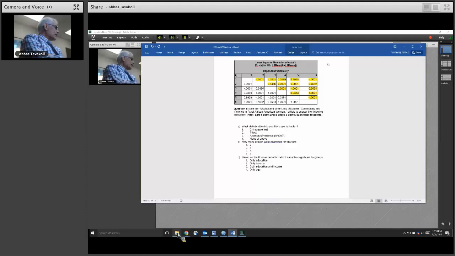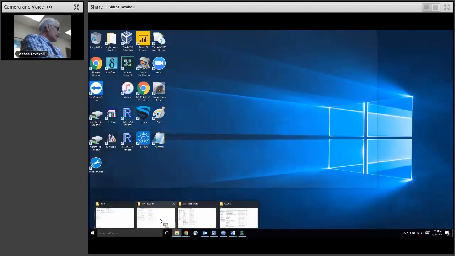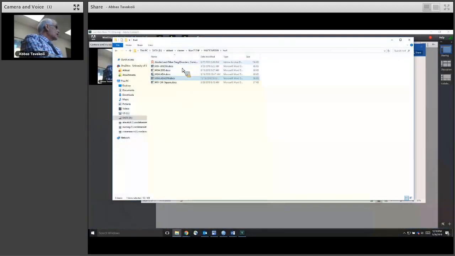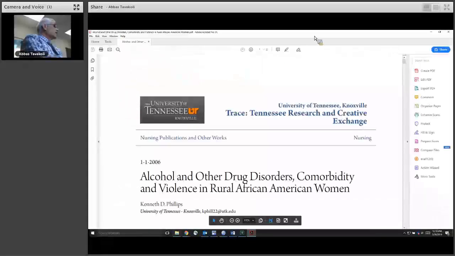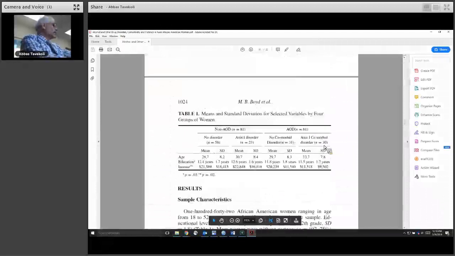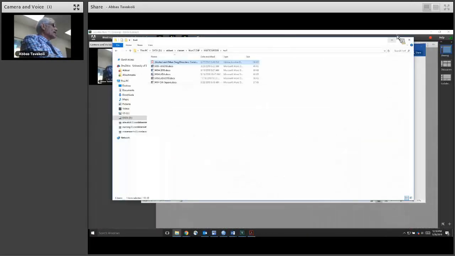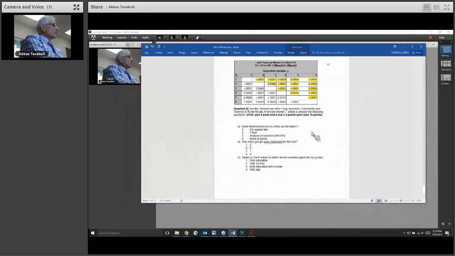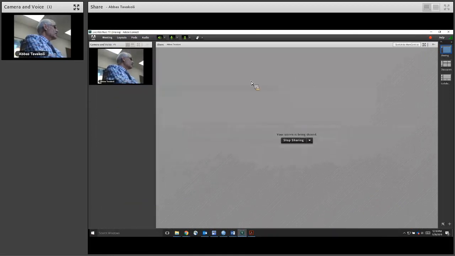And the last question is asking about the manuscript Table 1, and so how many groups there are, what are the significant ones, and what type of statistical test was done. I hope these tips help you to understand what you need to do for this assignment.